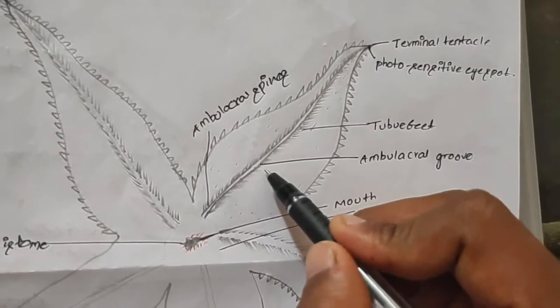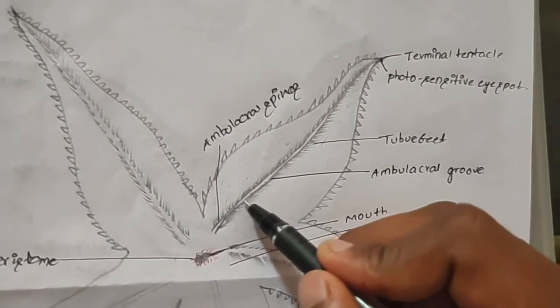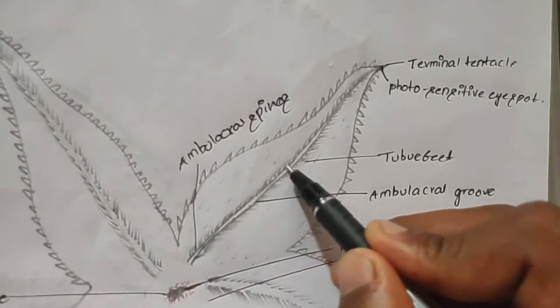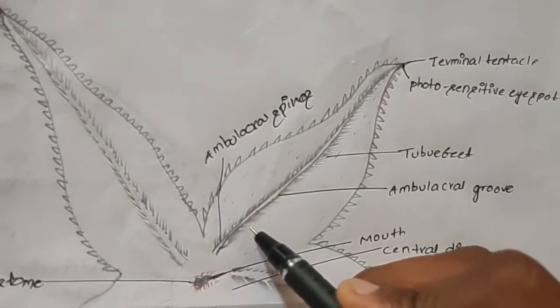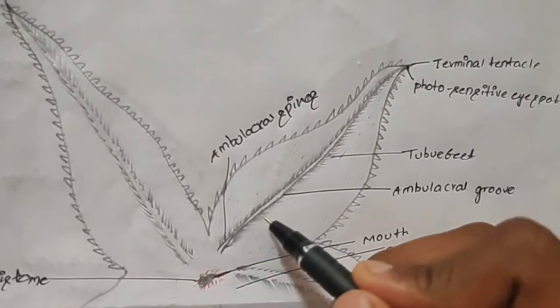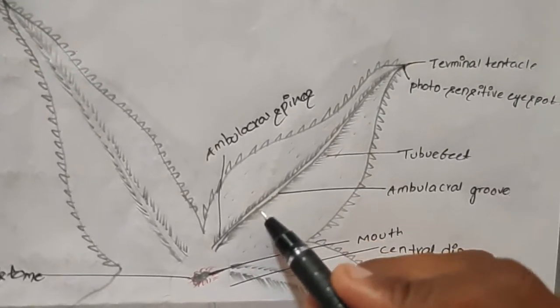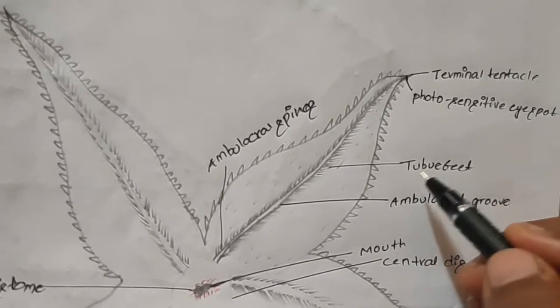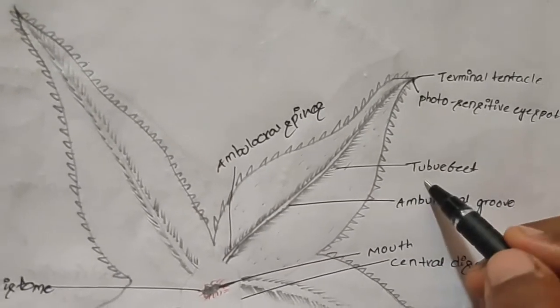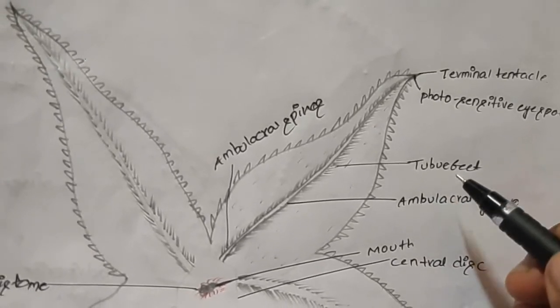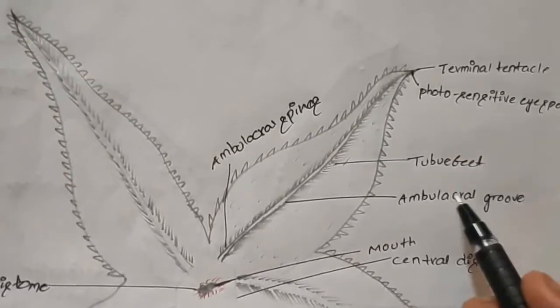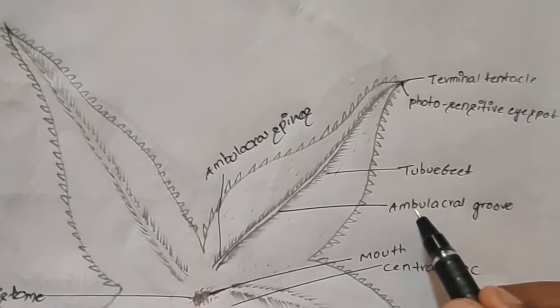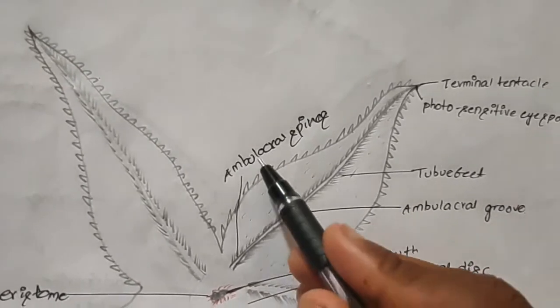From this ambulacral groove arise the tube feet. See, these are the tube feet, and these tube feet are locomotory, food capturing, respiratory, and sensory organs. These tube feet are soft, delicate, reticulate structures. Along with these tube feet, suckers are present, and these suckers help in attachment. Along with these tube feet, from the ambulacral groove arise the ambulacral spines.